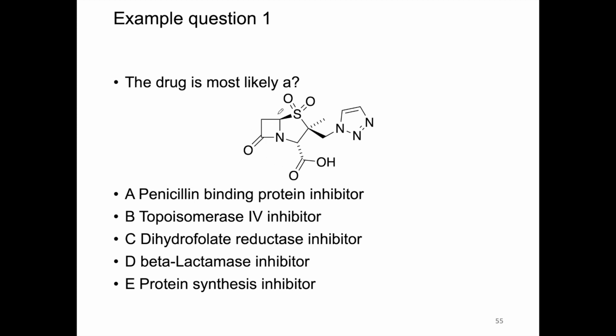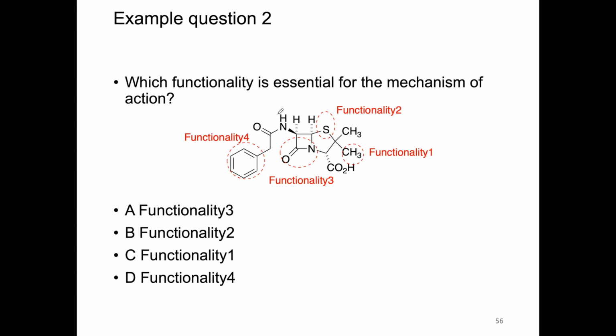And then another example of a question. Here we have a very similar molecule. Which functionality is essential for the mechanism of action? You would then have to choose whether it would be functionality 3, functionality 2, functionality 1, or functionality 4. And then you would be able to select your answer appropriately and move on to the next question.